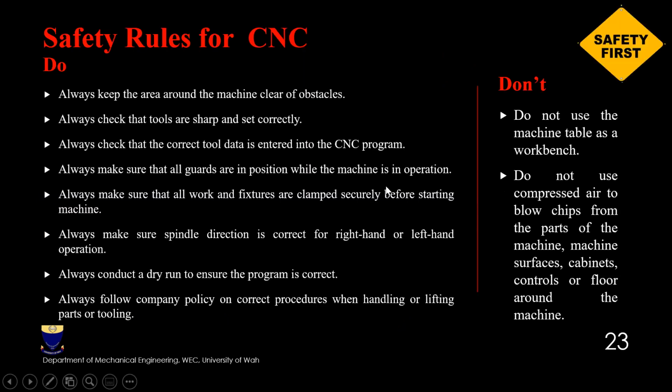So don't forget about the safety rules for CNC machining, and there are do's and don'ts in CNC as well. First, always keep the area around the machine clear of obstacles. Check that the tools are sharp and set correctly. Check that correct tool data is entered into the CNC program, like drill bit size, length, and CRC. Always make sure that all guards are in position while the machine is in operation. These are basically safety checks. Always make sure that all work and fixtures are clamped securely before starting the machine.